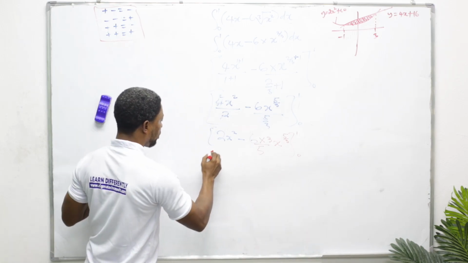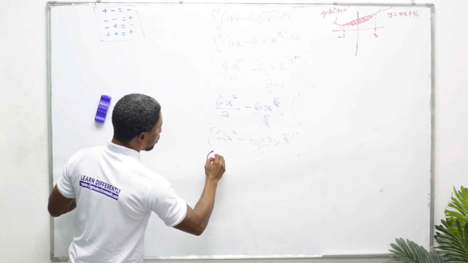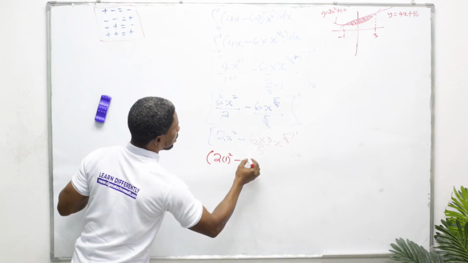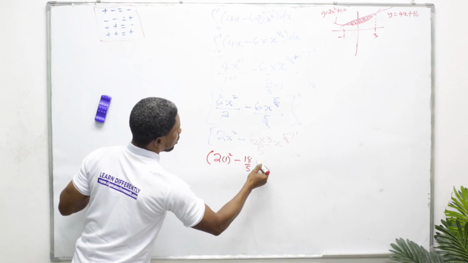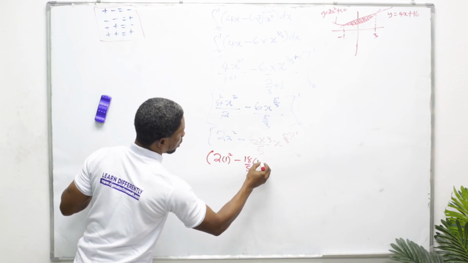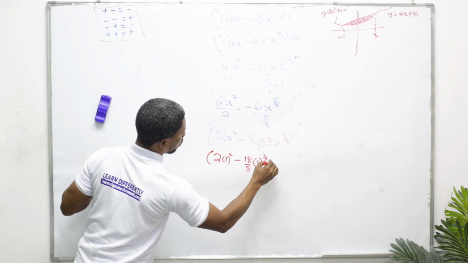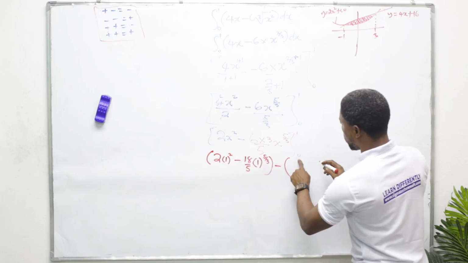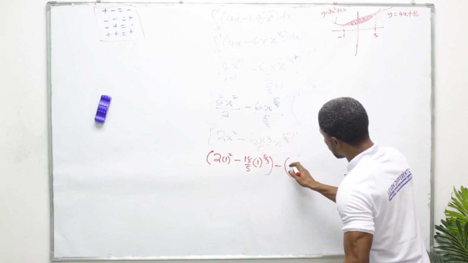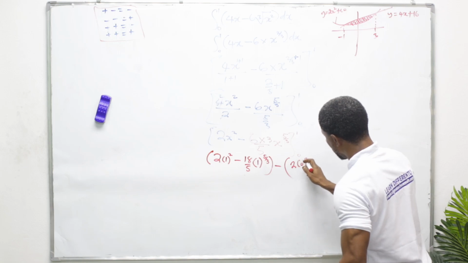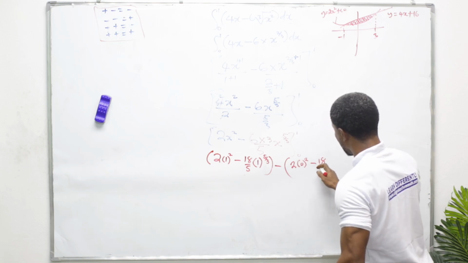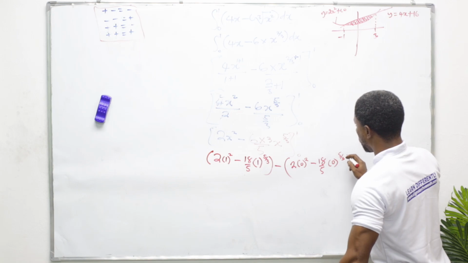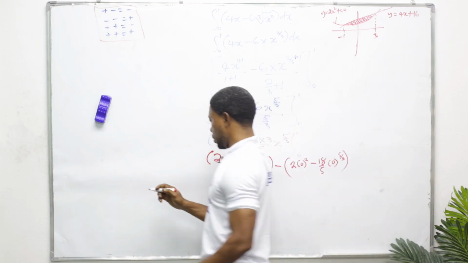So now I have 2 open bracket when x is 1 squared, minus 3 times 6 is 18, I divide it by 5, open bracket, when x is 1, raised to power 5 over 3. Minus, because you have a boundary, the same thing again when it is 0: 2 raised to power 0, minus the same 18 all over 5, when x is 0, raised to power 5 divided by 3. This is what you have.